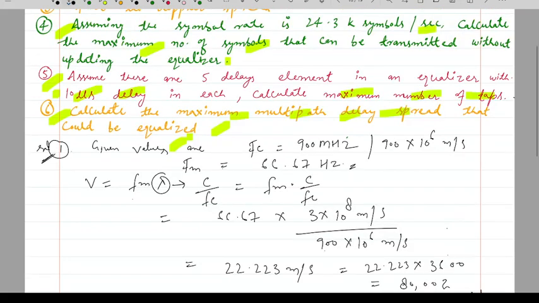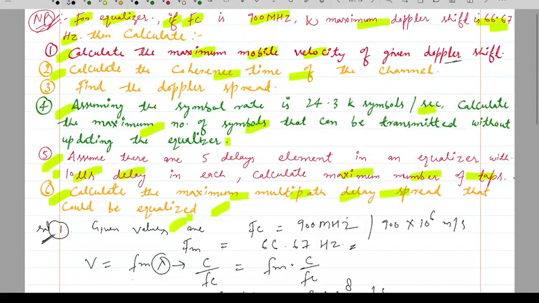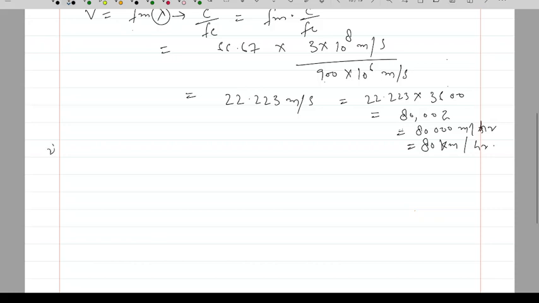So guys, let's move to the next part. Here in the next part, calculate the coherence time of the channel. So what is the coherence time of the channel? We will calculate here. Coherence time is basically the time during which the frequency response is flat in the channel. So that is called the coherence time.